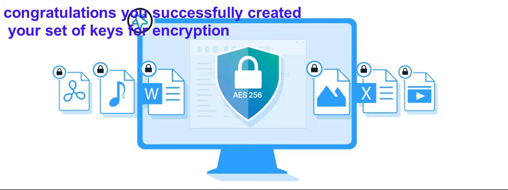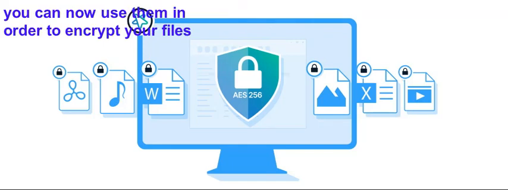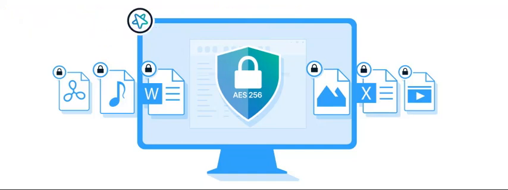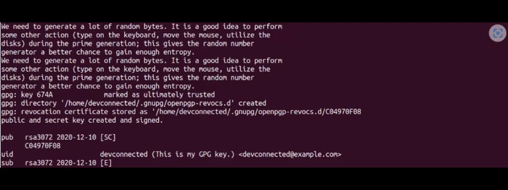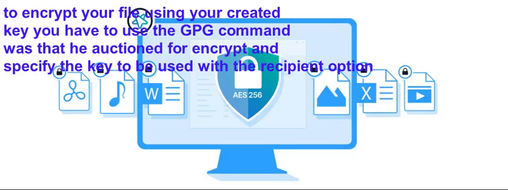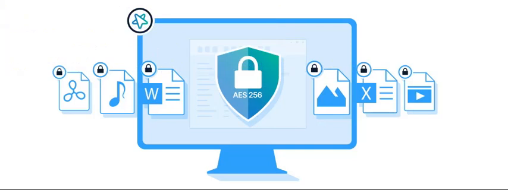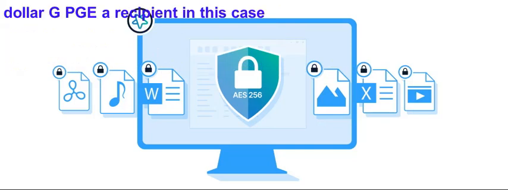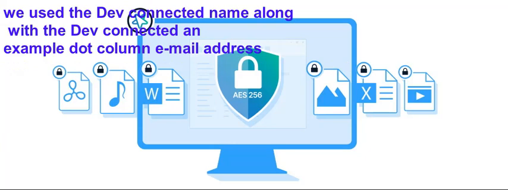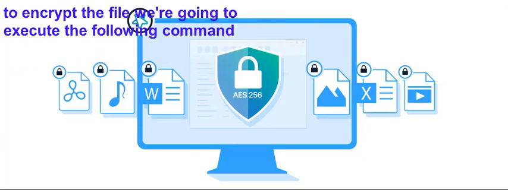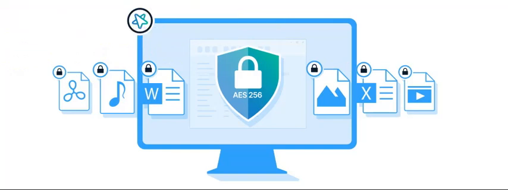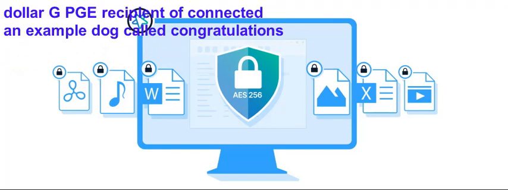Congratulations, you successfully created your set of keys for encryption. You can now use them in order to encrypt your files. To encrypt your file using your created key, you have to use the GPG command with the -e option for encrypt and specify the key to be used with the --recipient option. gpg -e --recipient. In this case, we used the devconnected name along with the devconnected@example.com email address. To encrypt the file, we are going to execute the following command. gpg -e --recipient devconnected@example.com.